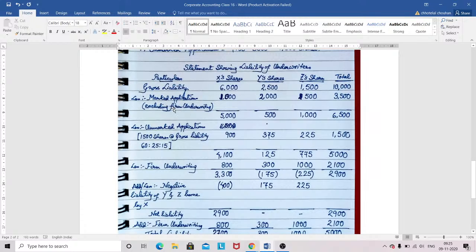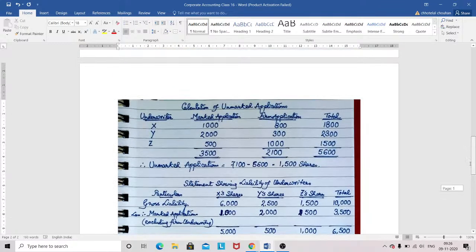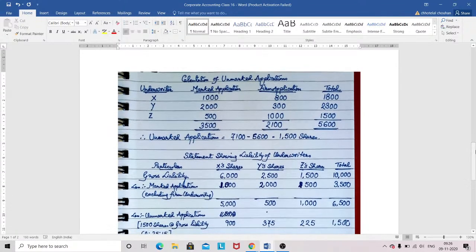Less marked application excluding form underwriting. So it is given 1000 for X, 2000 for Y, and 500 for Z. So if I add it, it is 3500. So if you deduct it, 5000 for X, 500 for Y, and 500 for Z. Less unmarked application. Unmarked application you have already calculated as 1500. That is to be divided in the ratio of the gross liability.